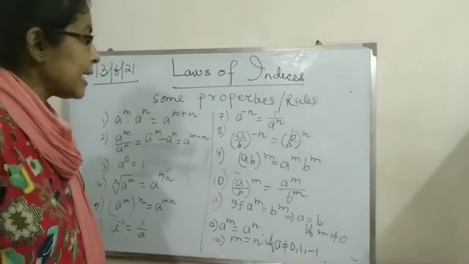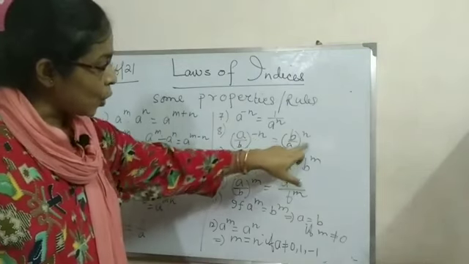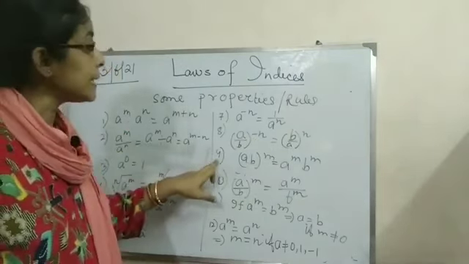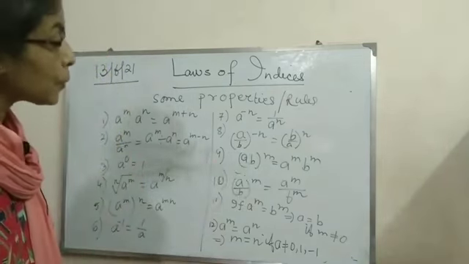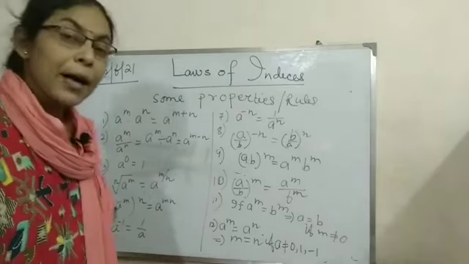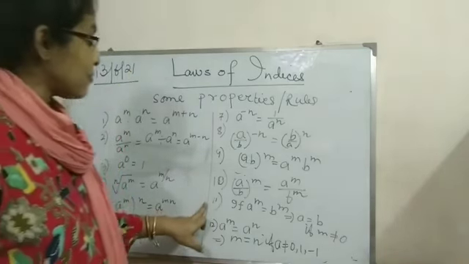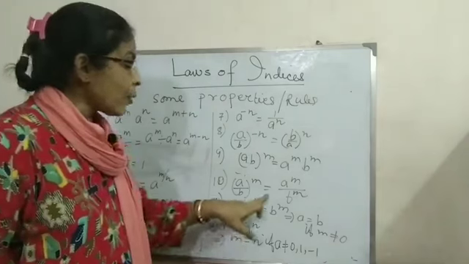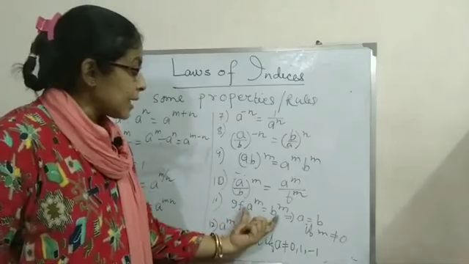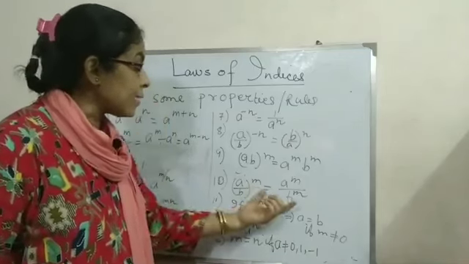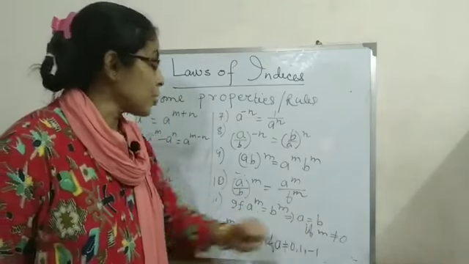Number 8, a by b whole to the power minus n equals b by a whole to the power n. Number 9, a b to the power m equals a to the power m into b to the power m. Number 10, a by b whole to the power m equals a to the power m by b to the power m. Number 11, if a to the power m equals b to the power m, then I can say a equals b. Here a and b are bases and m is the power. Then a equals b if m is not equal to 0.